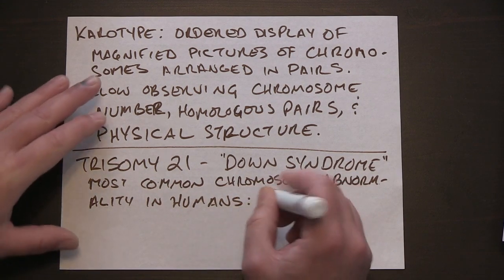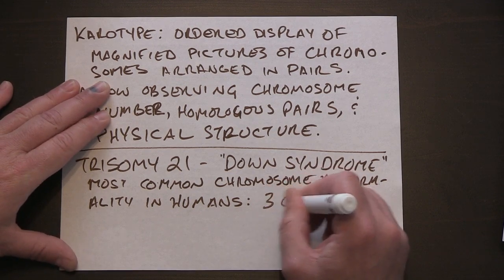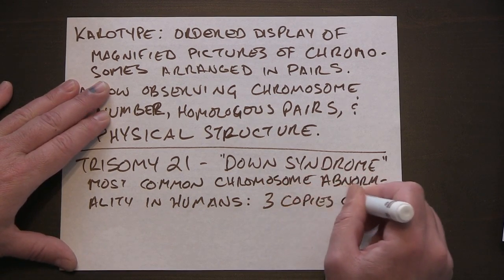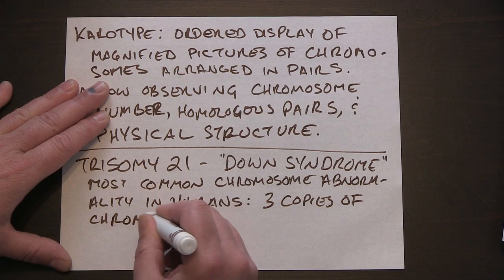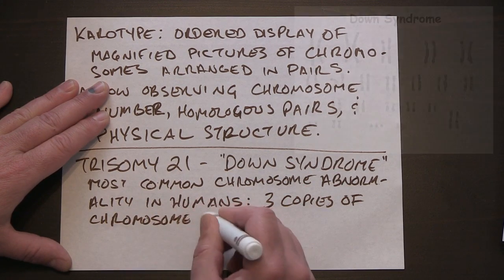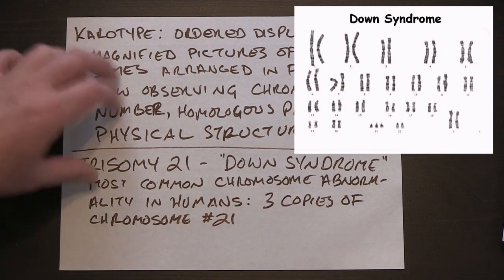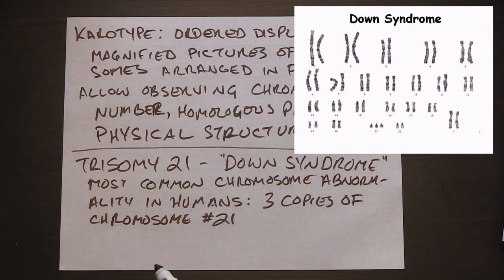What it boils down to is the person has 3 copies of chromosome number 21, because of a non-disjunction that we just talked about a minute ago.